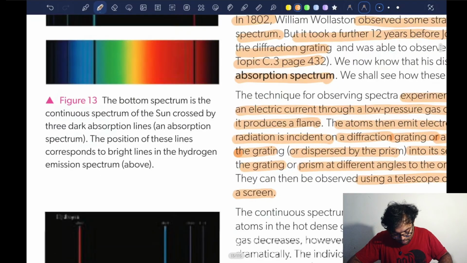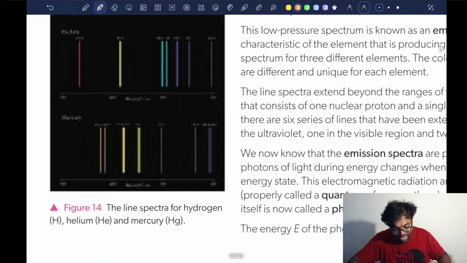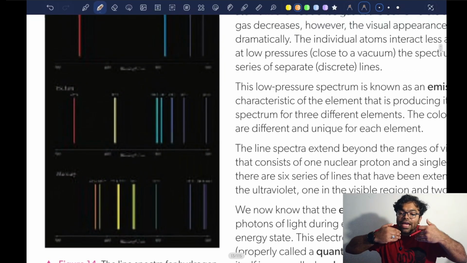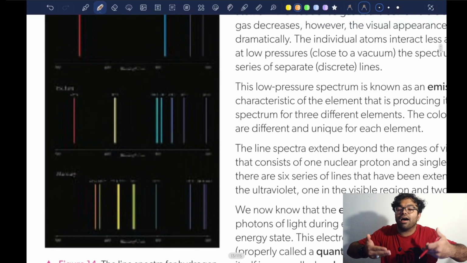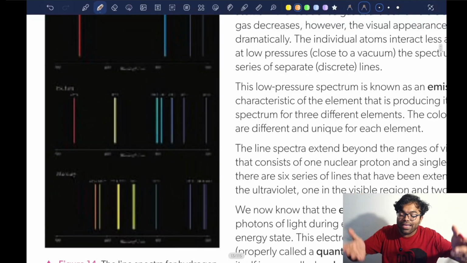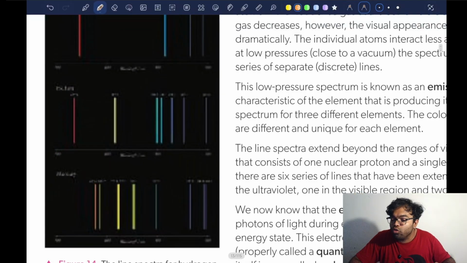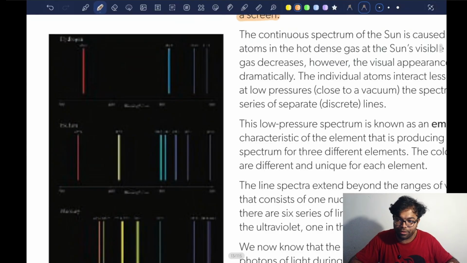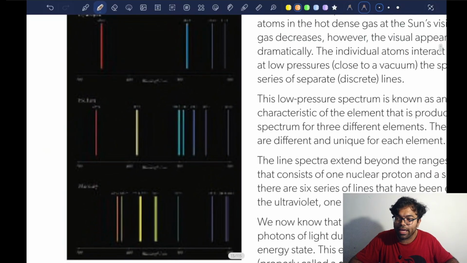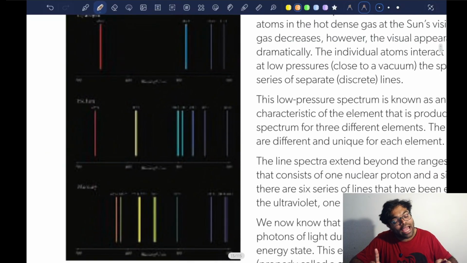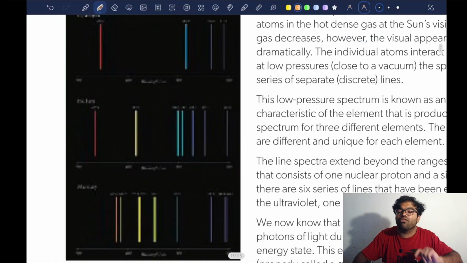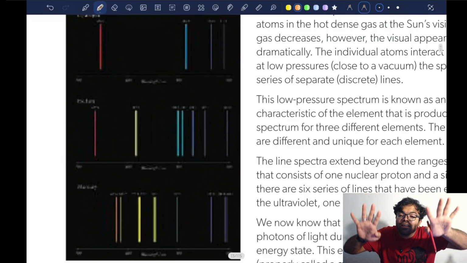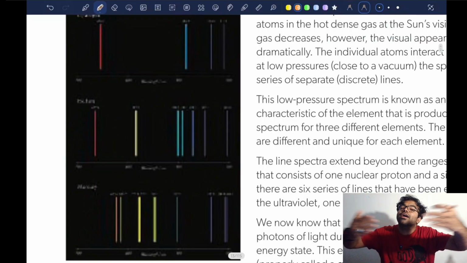Here, see, this is the emission spectrum. The light is now falling on a dark screen onto which the light is being formed. Now, you observe what? You observe colors behind a dark background. This is called the emission spectrum. Now, absorption spectrum and emission spectrum are negatives of each other. In the absorption spectrum, what was happening? You are observing dark lines on a colorful background.